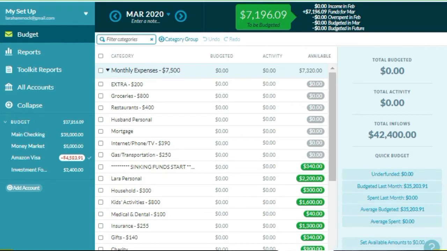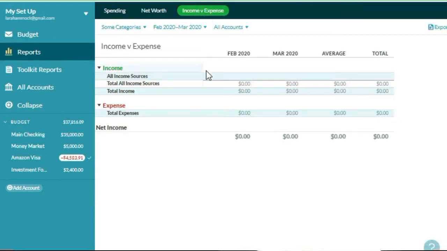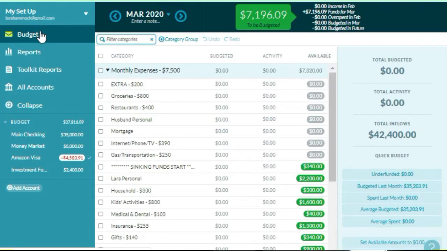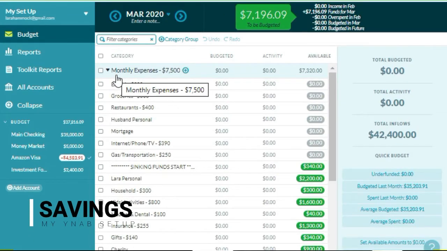YNAB is not great about showing you how much income went into to be budgeted for the month, but I like to go to the reports view and use the income versus expenses report to see this. This report shows you how much you have actually spent, but I also want to know how much I have budgeted against what I have planned to budget, which you can see that I put in the group line item description. Savings. Next I have a group called savings.